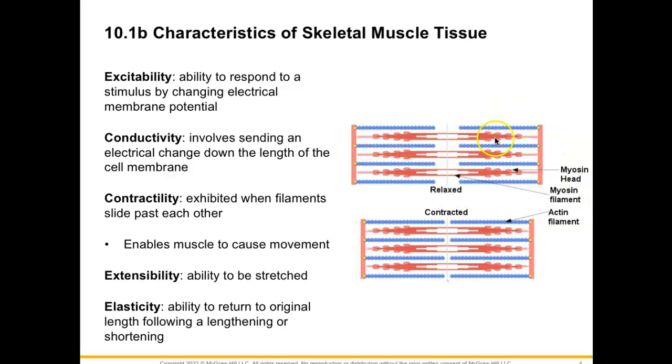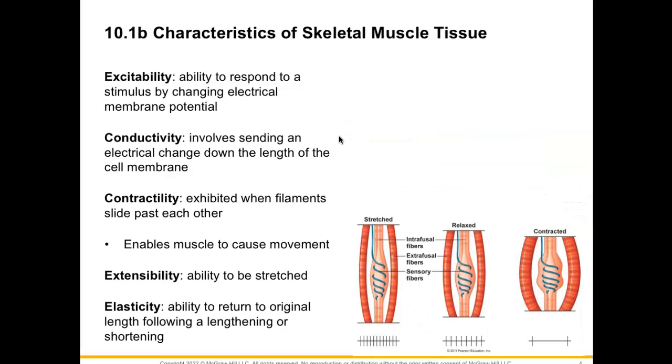And so we could see here that these muscle filaments are relaxed, and here they have moved in and slid past each other in a contracted view. This is allowing the muscle to cause movement. Next, we have extensibility, and that's the ability to have the muscle stretch. So we move from this relaxed phase to a little bit further out. And then we have elasticity, and that's the ability of our muscle to return to its original length.